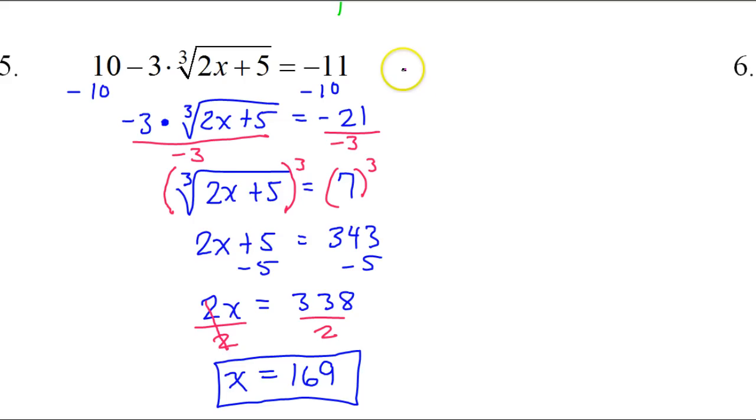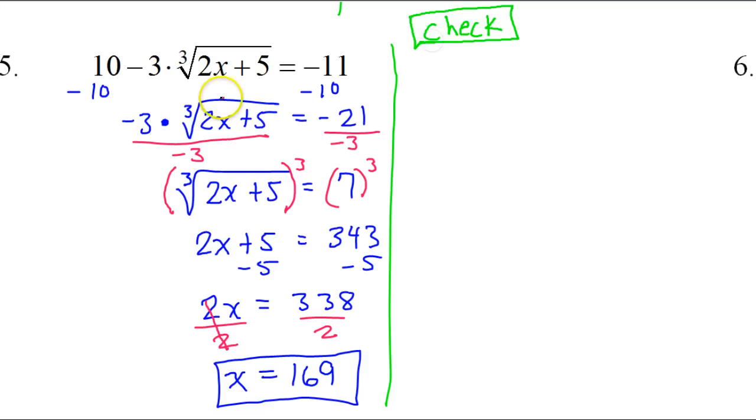So every once in a while, even though we did everything right, this answer still will not be valid. So let's plug it back in. So check. Alright, so checking our answer. So we have 10 minus 3 times the cube root of, let's see, 2 times 169 plus 5 is equal to negative 11.